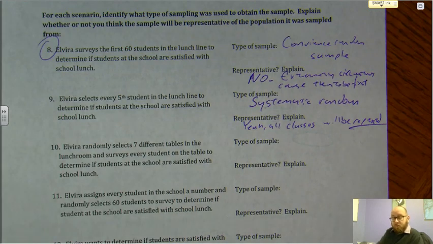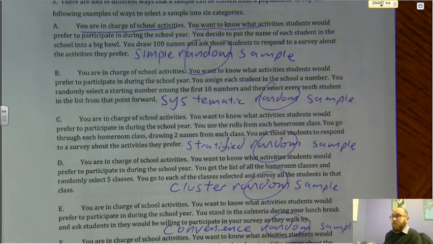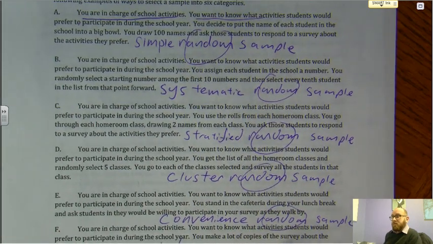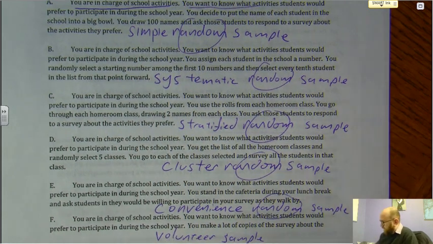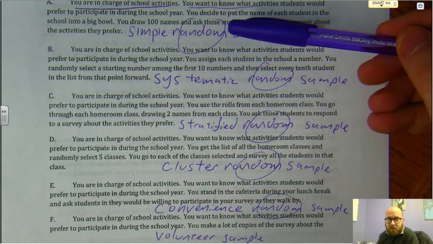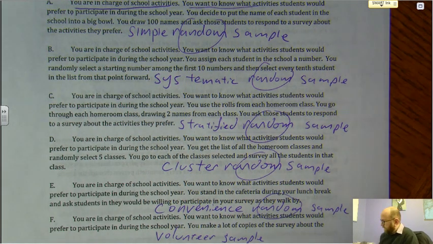The hard part is just the vocabulary piece, making sure that you're connecting each type with what it's actually called. You can kind of see it all in the video there. Remember, we got our simple for when we're reaching in and grabbing at random, systematic when we're counting every 10 or so forth, stratified when we break up the groups but then take a random sample from those groups, cluster when we break up the groups but then fully pull some of those groups, convenience when we're just asking who's in front of us, and volunteer if we just let people answer as they will.